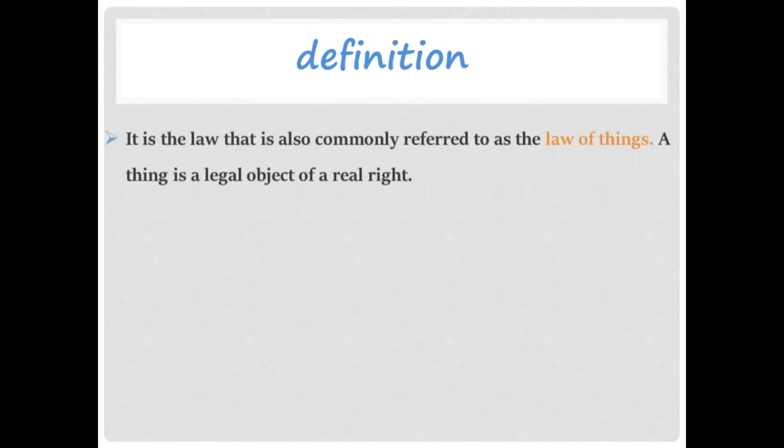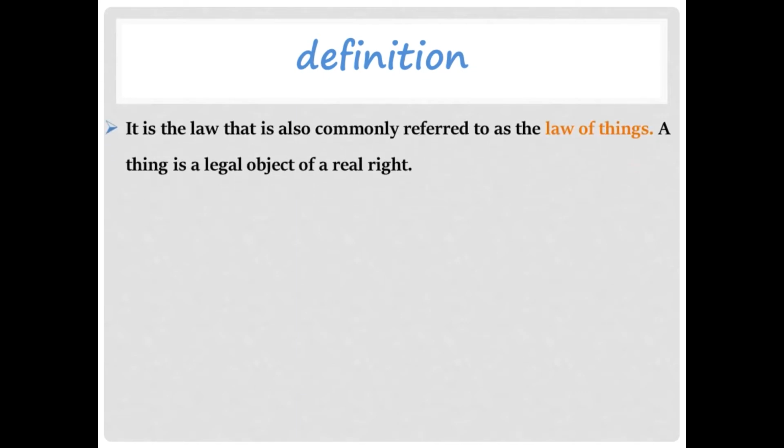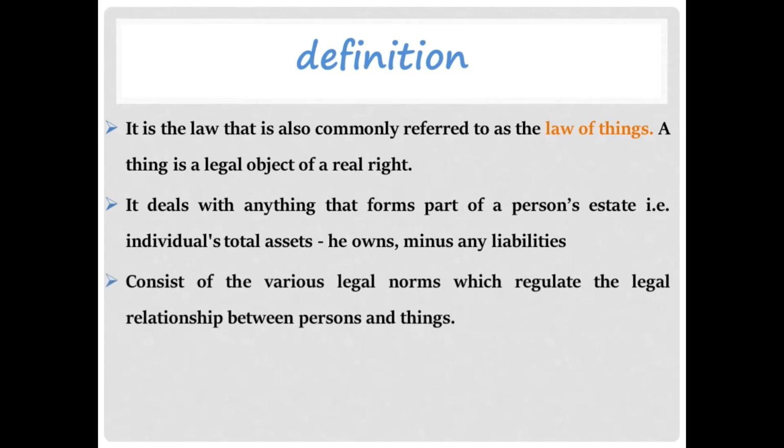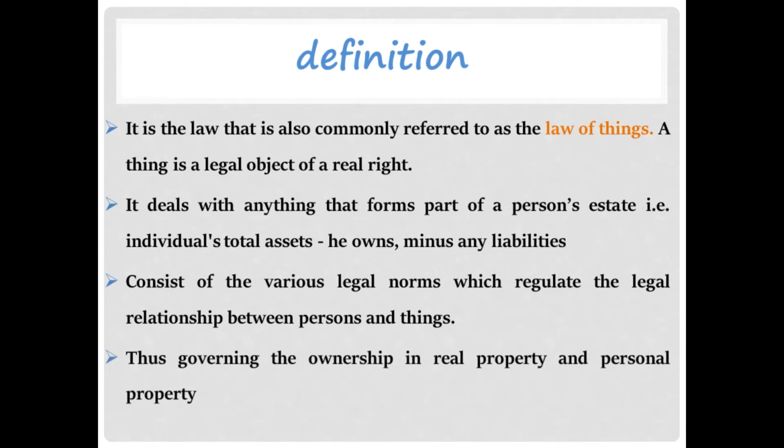Definition. Law of property is the law that is also commonly referred to as the law of things. A thing is a legal object of real right. Law of property deals with anything that forms part of a person's estate, that is, individual total assets, what he owns, minus any liabilities that he has also. So, it consists of the various legal norms which regulate the legal relationship between persons and things, therefore governing the ownership in real property and personal property. That is law of property.